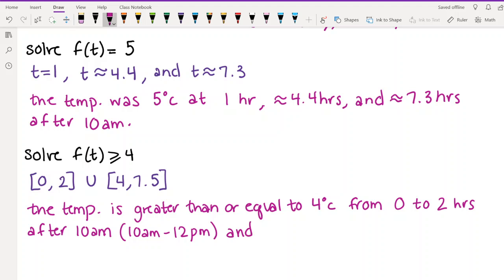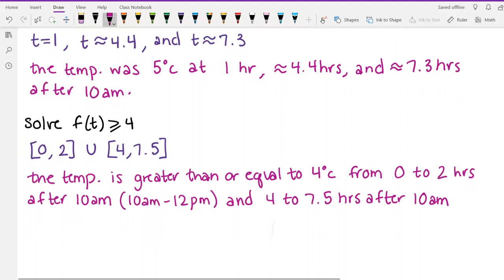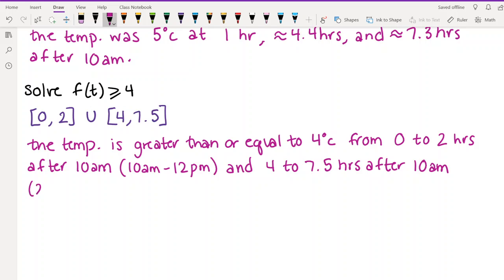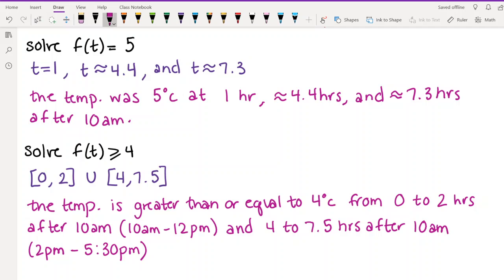And then it's also going to be greater than or equal to 4 on another time period. That's going to be from 4 to 7.5 hours after 10 a.m. And so that would give us 2 p.m. to, so 7.5 hours, that would be 5:30, I believe. So that's one way of understanding why our answers are intervals of t-values: because we're answering the times at which something happened.